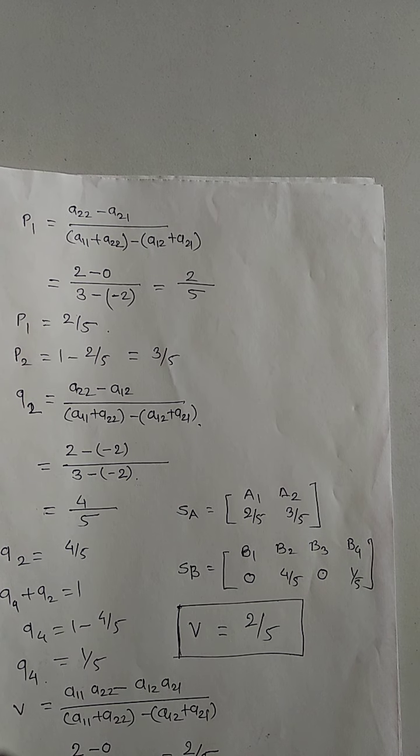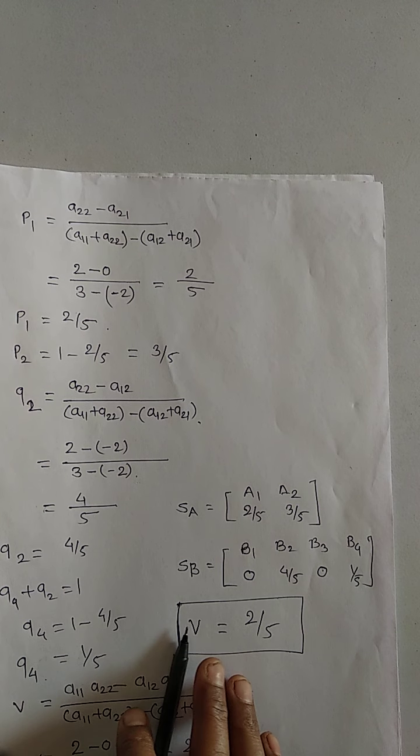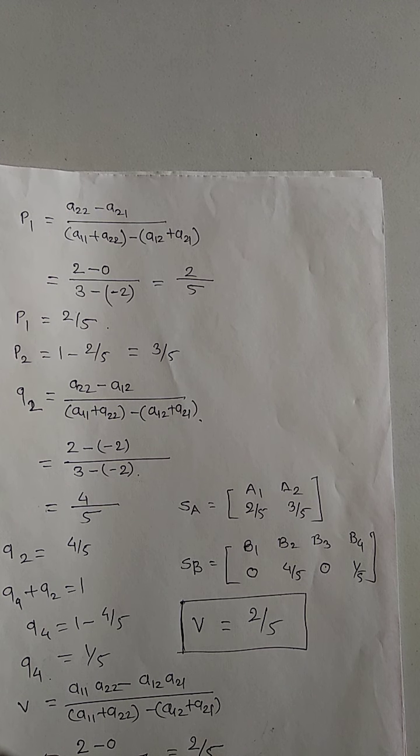In this problem, columns are greater than rows, and in the first problem rows are greater than columns. These two types of problems are given in the graphical method.